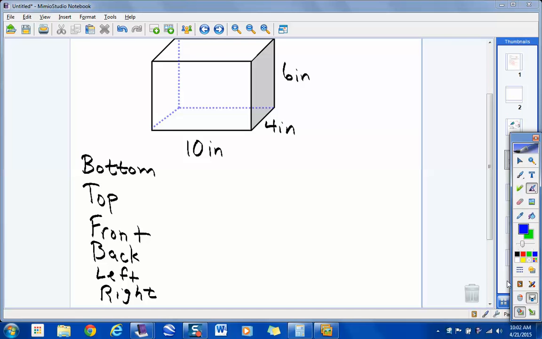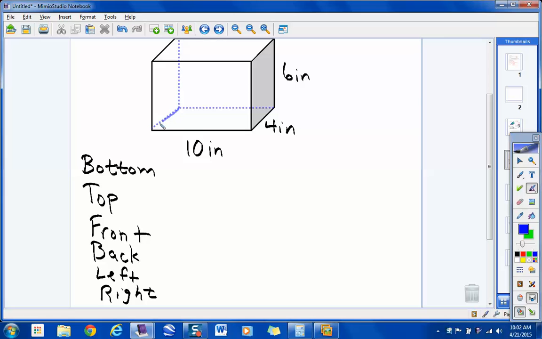Let me just highlight your bottom down here. Okay, bottom right there. You guys see the bottom? Everybody see it? What's the dimension of the bottom? What by what? Keeping in mind that's what kind of shape. It's a rectangle, right? So you're just going to take 10 times 4, aren't you? 10 times 4, which would be what? 40. So 10 times 4 looks like the area of that bottom.